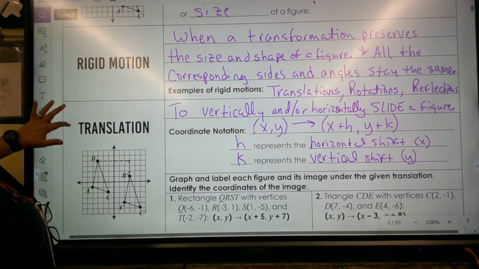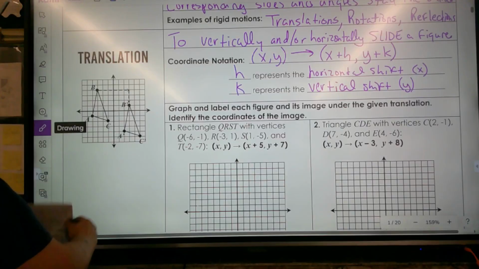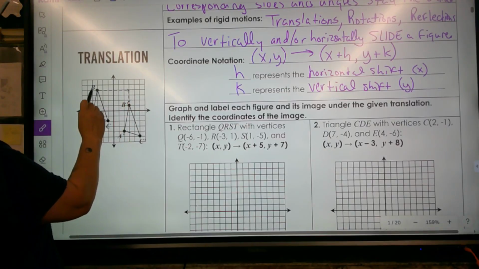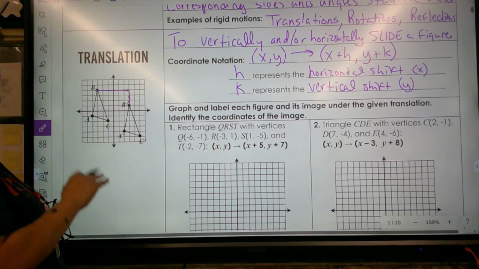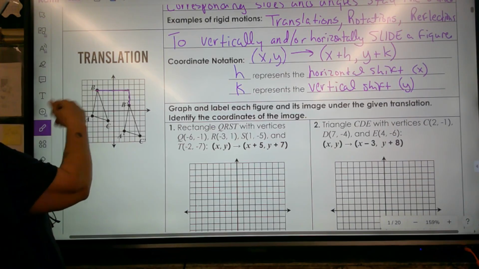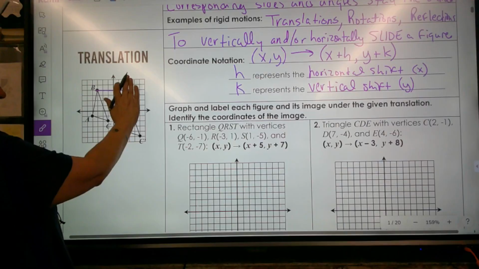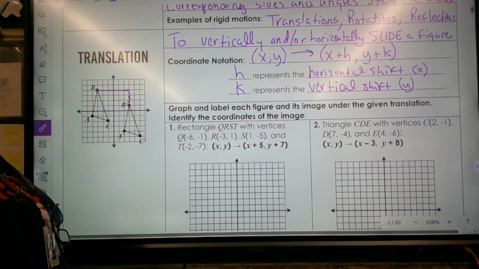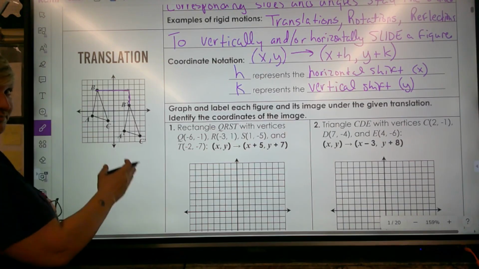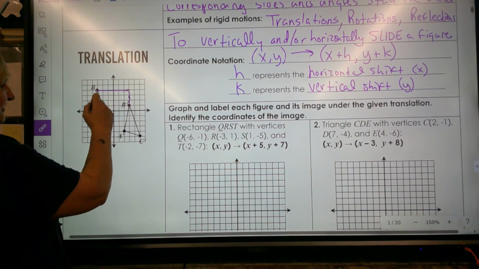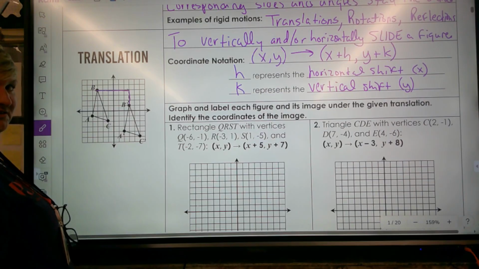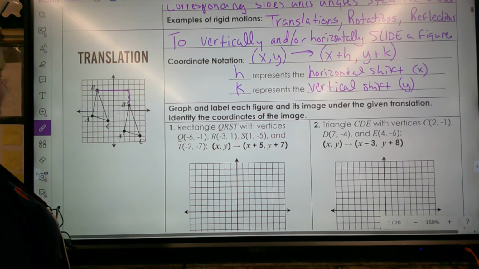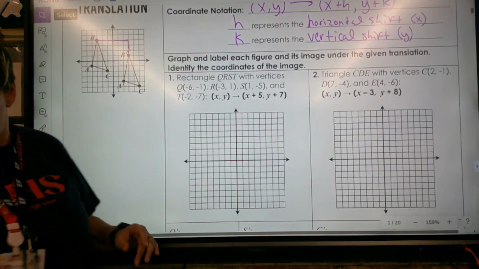All right, so you can actually see it here. We shifted 1, 2, 3, 4, 5, 6 to the right, and 1, 2, 3 down. We just picked up the whole thing. Like we cut it out, we shifted it, and then we put it back down. That's all we did. We didn't change the shape. It still has the same side lengths. It's still identical. We just moved it. It's called translating it. All right, let's do it and see what it looks like.